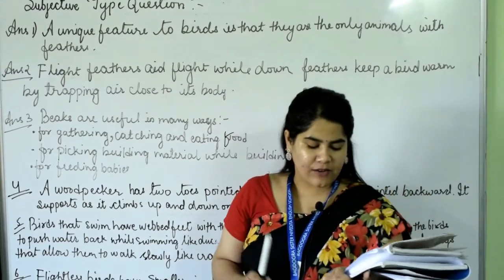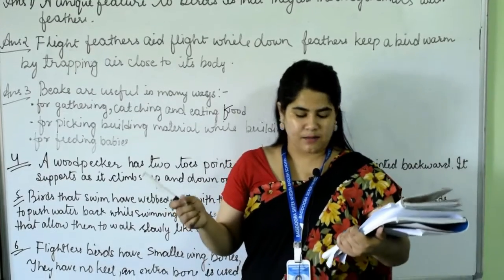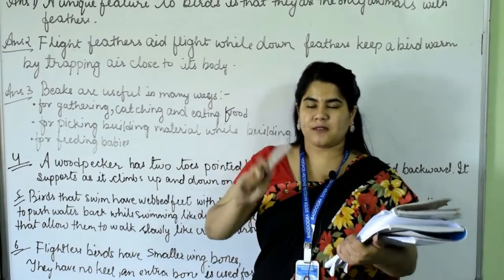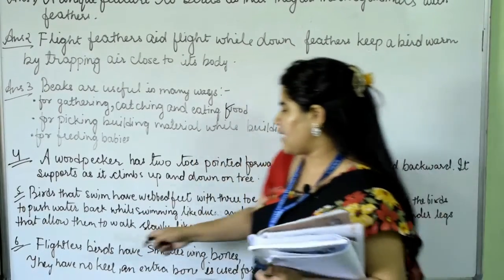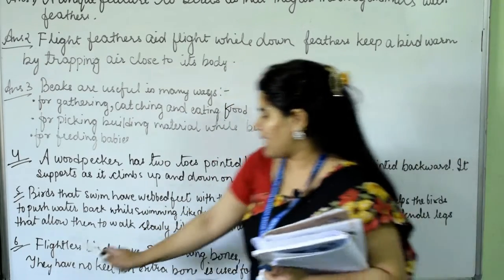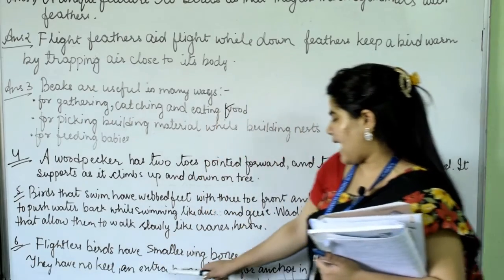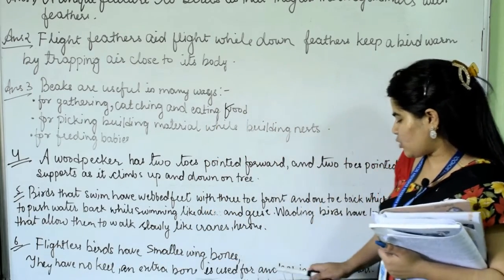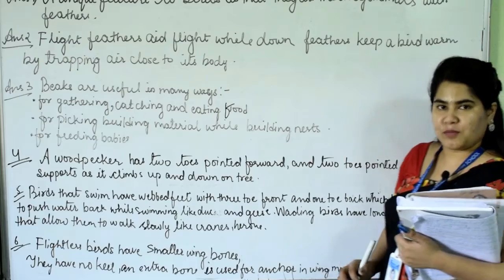Number F, how are flightless birds different from the other birds? The 2 major differences between flightless birds and other birds are, flightless birds have smaller wing bones, and number 2, they have no keel, an extra bone used for anchoring in wing movement.